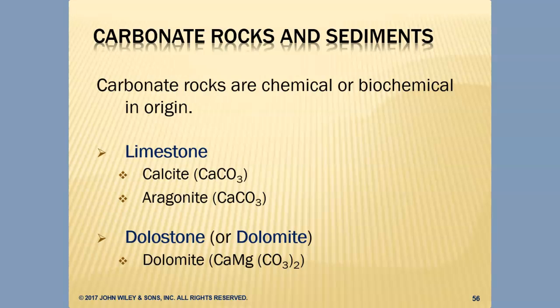Carbonate rocks and sediments are chemical or biochemical in origin. They can be limestones composed of either calcite or aragonite, both of these minerals being calcium carbonates, or they can be dolostones composed of the mineral dolomite, which is a calcium magnesium carbonate. Dolostones form in water that has less calcium, but it definitely has magnesium. And since calcium and magnesium are about the same size and they have similar chemical properties, they sort of substitute for one another. And if there is an incredible amount of magnesium, we get a dolomite.